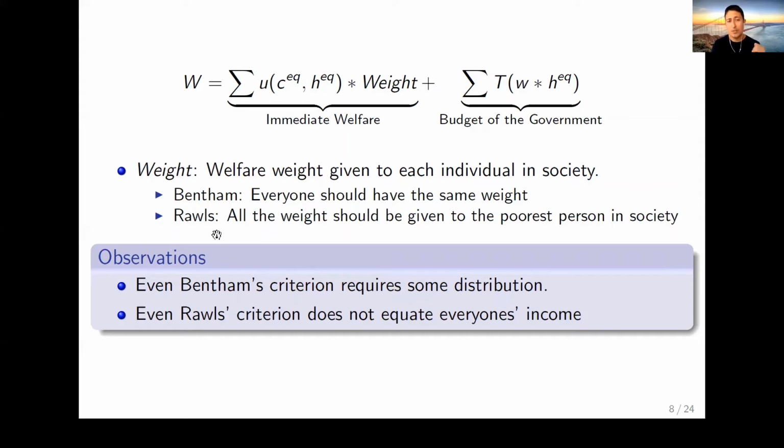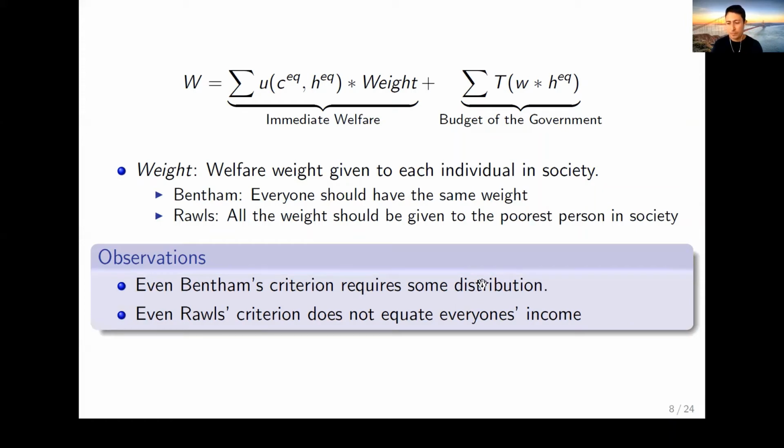But on the other side of the spectrum, Rawls, another philosopher, says that all the weight should be given to the poorest person in society, because we really care about the poor, because the poor are at a disadvantage, and so on and so forth. Now, there are two observations I wanted to make about this. The first is that even in Bentham, according to Bentham's criteria, there would be some redistribution, and that's precisely because of the decreasing marginal utility.